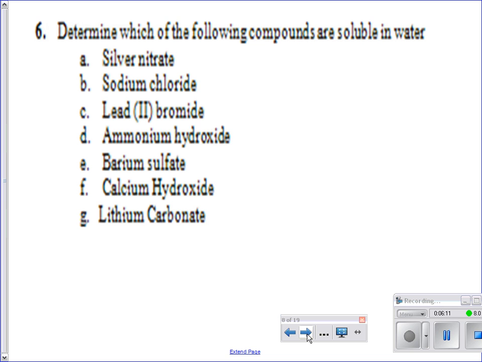So A, silver nitrate. Yes or no? Yes. Why? Big Daddy, nitrates are soluble, right? All nitrates are soluble. Sodium chloride? Yes. Why? Big Daddy, group 1 metal salts are soluble. Lead 2 bromide.